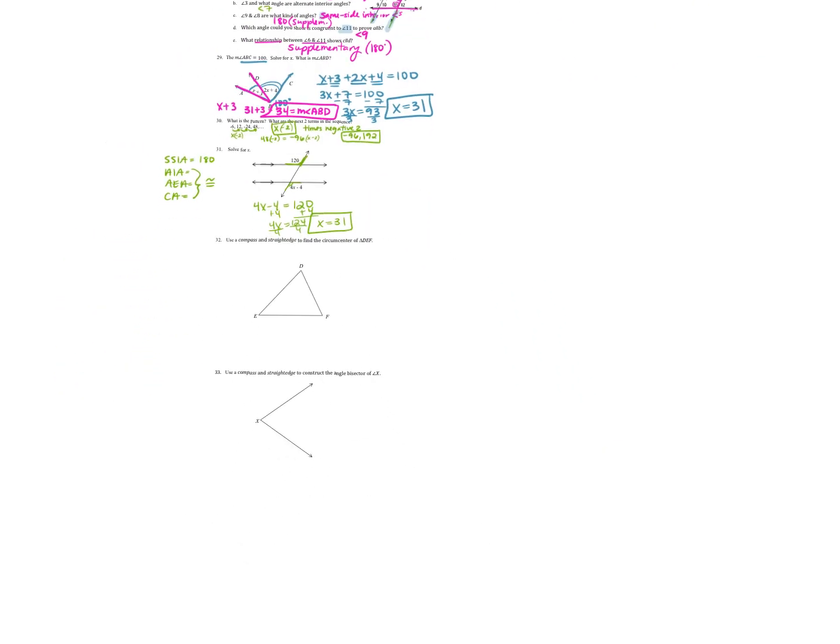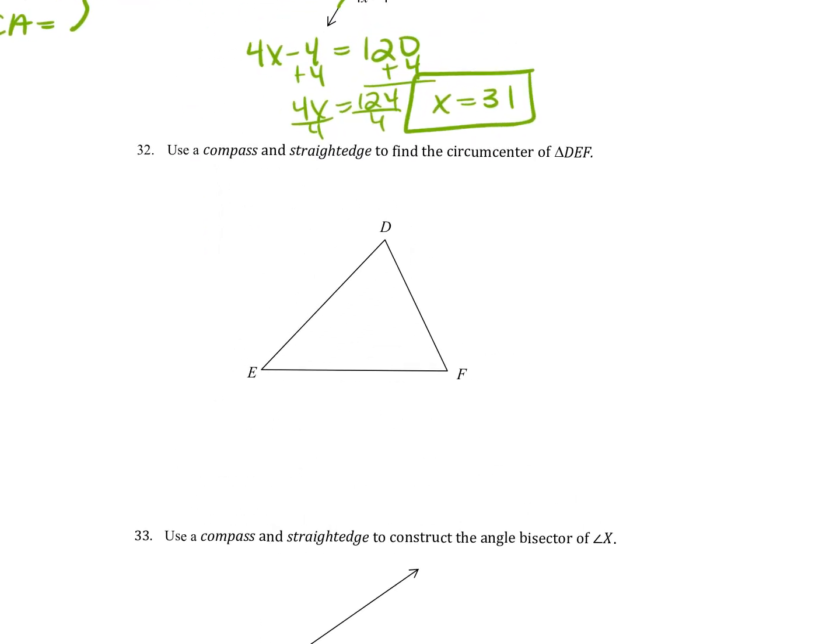Okay, 32 and 33, these are the last two. Use a compass and straight edge to find the circumcenter, and then compass and straight edge to construct the angle bisector. You're going to do this on paper, okay? But I can't walk you through it on paper. So I'm just going to show you how to do this. I'm going to remind you on this one.